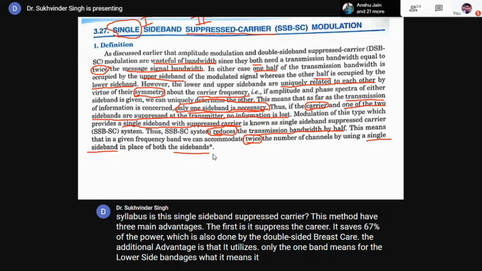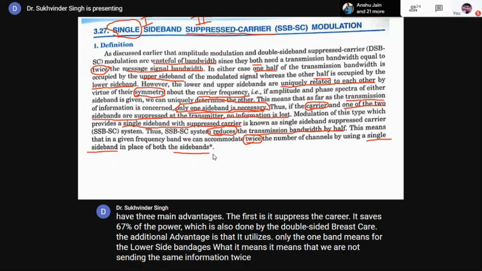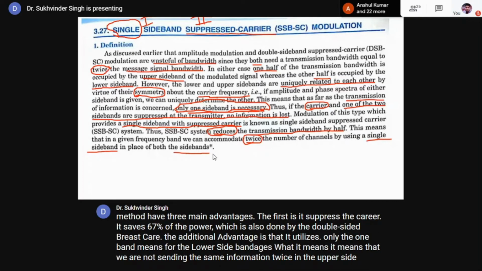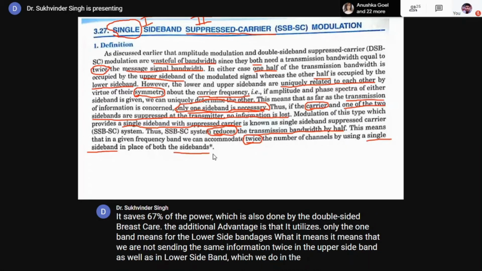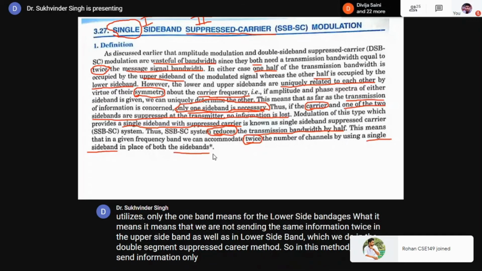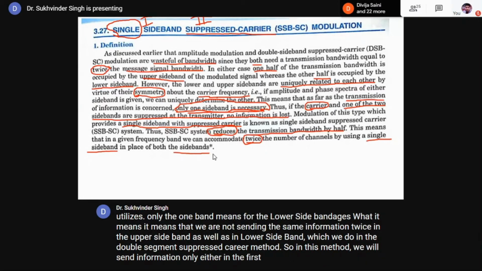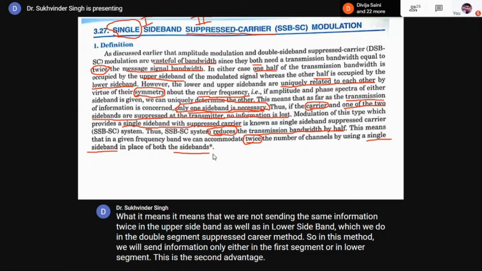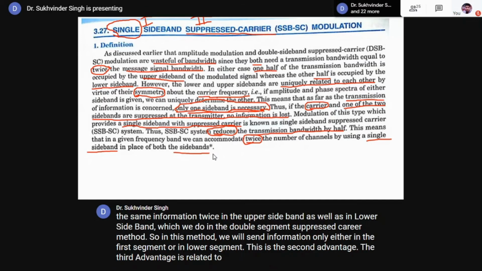What does it mean? It means that we are not sending the same information twice in the upper sideband as well as in the lower sideband, which we do in the double sideband suppressed carrier method. So in this method, we will send information only either in the upper sideband or in the lower sideband. This is the second advantage. The third advantage is related to the second advantage.